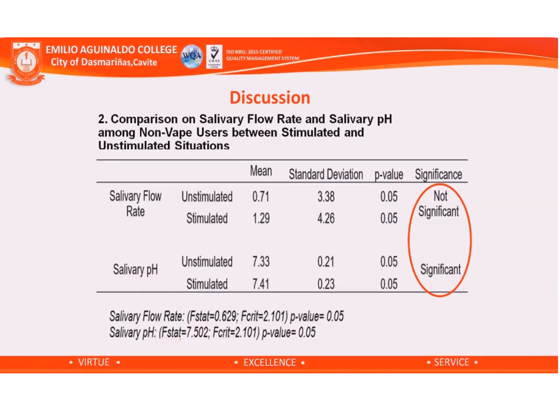Table 2 also shows the difference between the stimulated and unstimulated salivary pH of non-vape users, and it shows statistically significant differences between the two groups. Since statistically the levels of salivary pH of non-vape users have significant difference, it may account for the alteration of the pH of saliva, either stimulated or unstimulated.